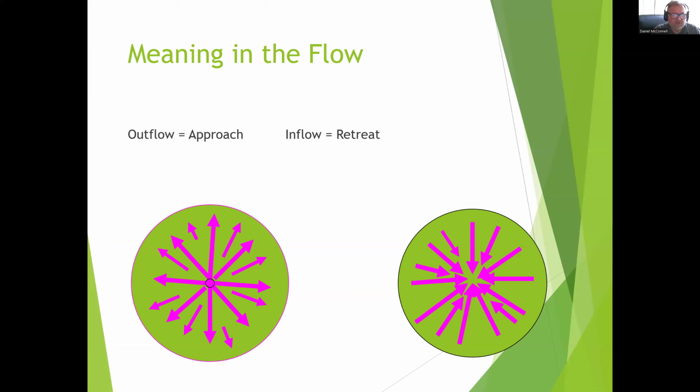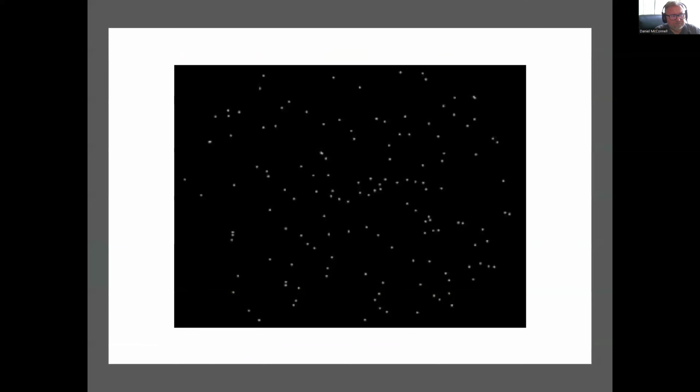And just like the focus of expansion will specify your heading direction, what you're moving toward, the focus of contraction would also specify, I don't know what the opposite of heading is, right? But it's what you're moving away from, right? And so that inflow contraction pattern specifies retreat when it's global inflow, right? So global outflow specifies self-motion approach towards the surface. Global inflow specifies self-motion retreat from a surface, right?